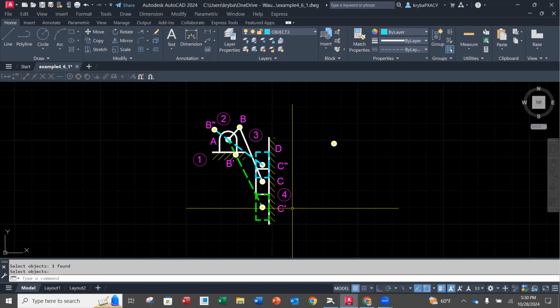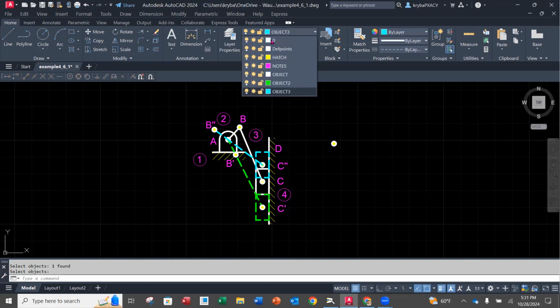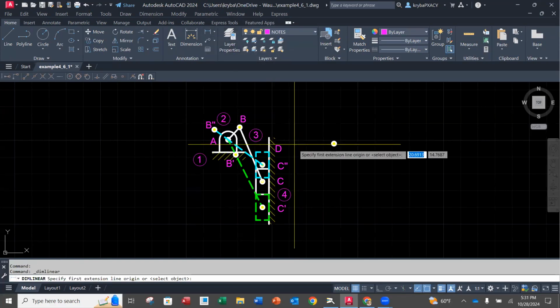Now, typically what we want to know is what is the difference between those high and low places? That is what we call the stroke, the full travel of that output link, which is our slider, or in this case, the saber saw blade. So we're going to add one more thing. We're going to add a dimension. So you want to go on your notes line. You're going to go on the linear dimension here.